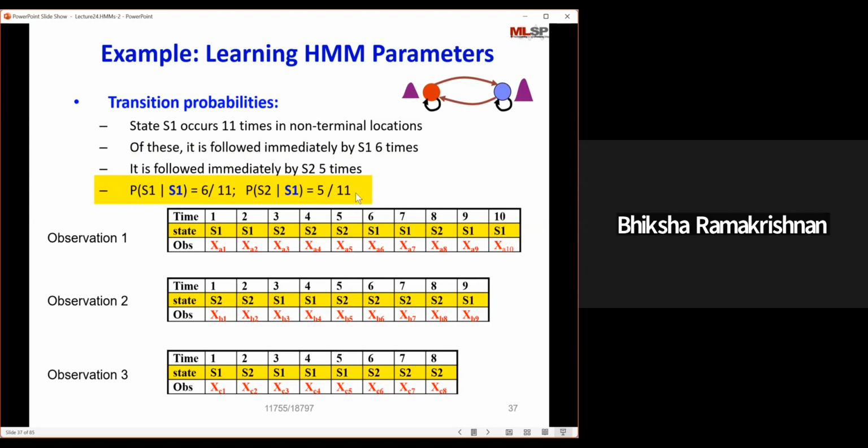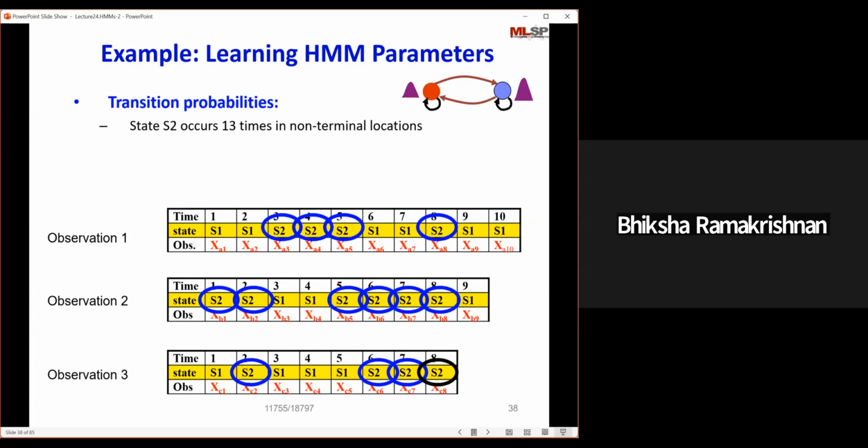Did this make sense, guys? Yes or no? What about the rest of you? Shijyan? What about you, Satvik? This makes sense. Okay.